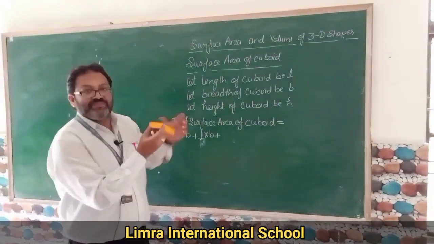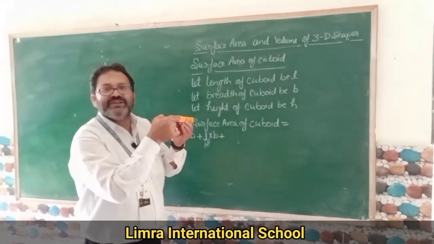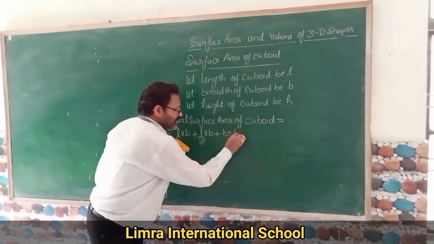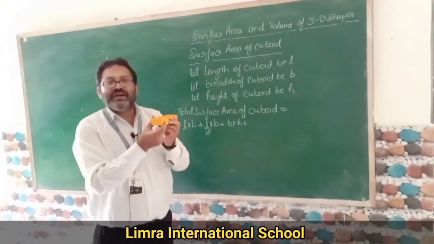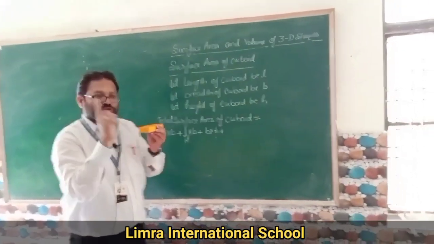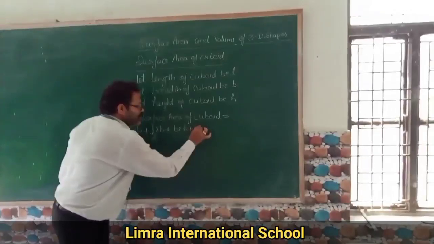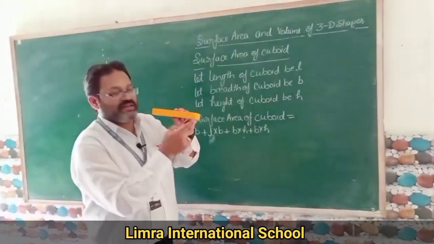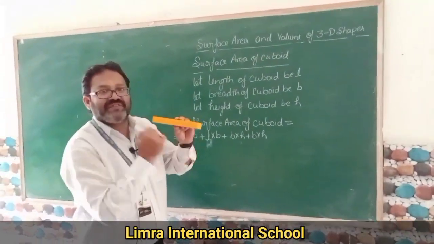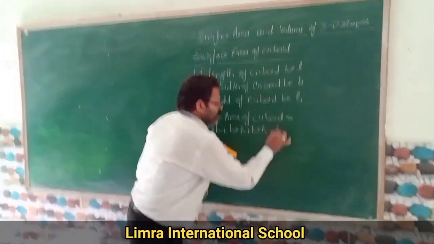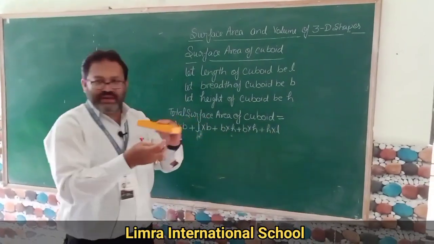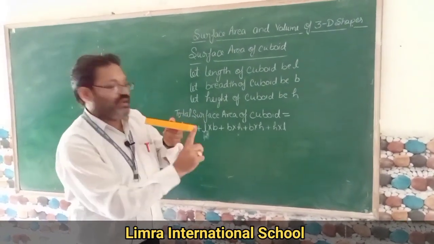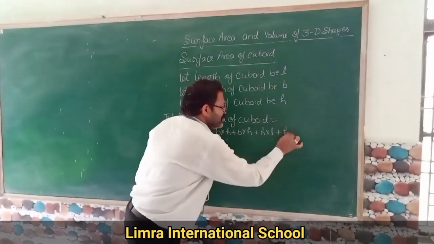Now look at here, this is the breadth and this is the height. So what is the area of this surface? Breadth into height, plus. Also here, this is the breadth and this is the height. So you can also write here B into H. Now, this is the length and this is the height. So what is the area of this surface? Height into length. Again, height into length, H into L.